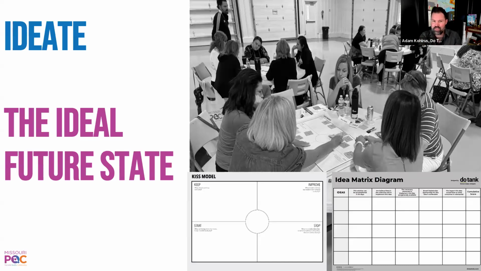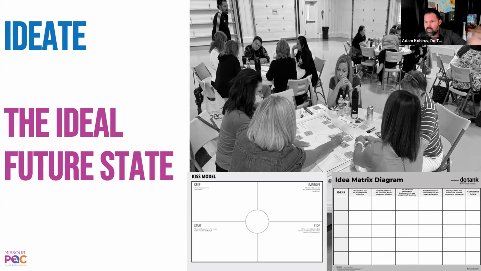So we spent time with the KISS model, and then the idea matrix is a great tool because it helps you really in a democratic way say, hey, there's a bunch of ideas here. Let's vet them and let's see which ones have the most energy, the most resourcing, and that are most aligned and realistic for us to operationalize.